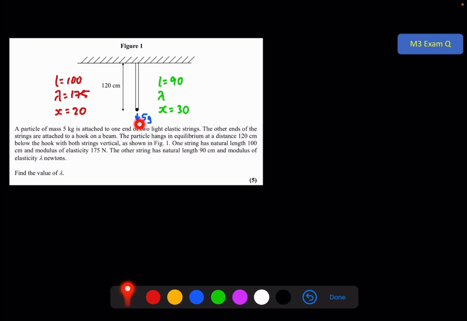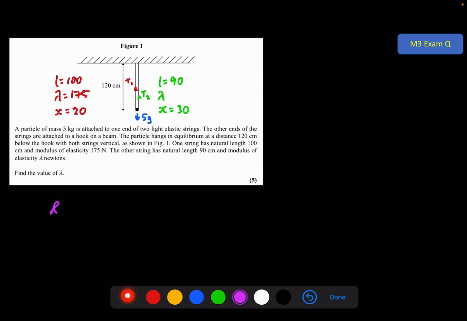Now we should finish our force diagram. We've got 5G, the weight of the particle there, but we've also got the tension in the two strings. Here, T1, and on the right, T2. So we can go through our usual process. We can form an equation for T1. In fact, we can find T1 because we know all of these. We can form an equation for T2 in terms of lambda with all of these, and we can resolve to connect T1 and T2 together with the weight 5G.